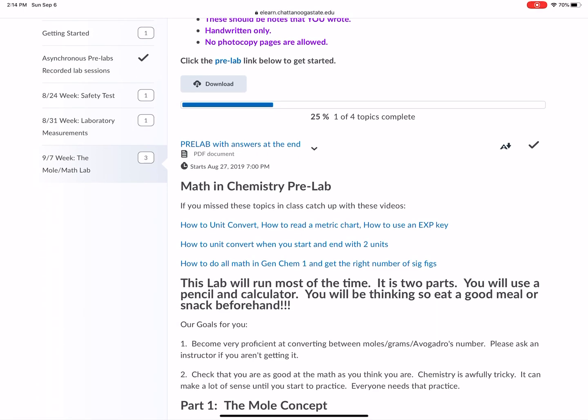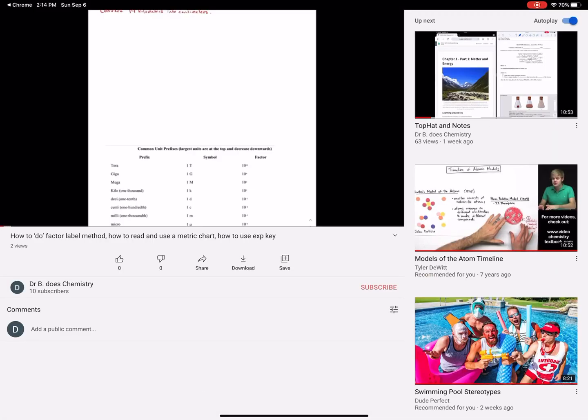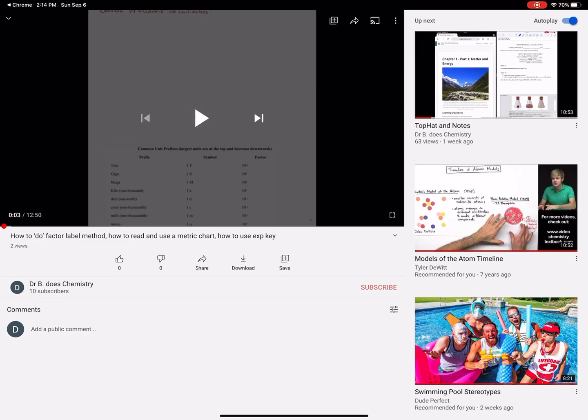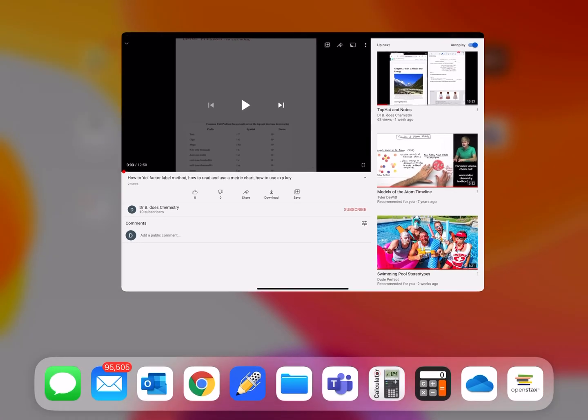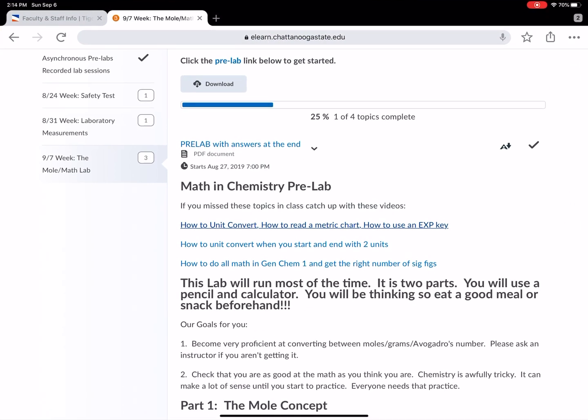That's why there are these three links in here. So if you're struggling with using a metric chart, if you still don't understand the dimensional analysis concept, you're going to be struggling in this lab. So if you click on that link, it brings up a video repeating how to do dimensional analysis. So now you understand at the end of watching that video, or you're reminded how to use unit conversion, reading a metric chart, and there's even something in there about the exponent key.